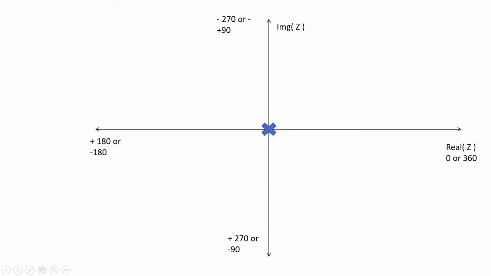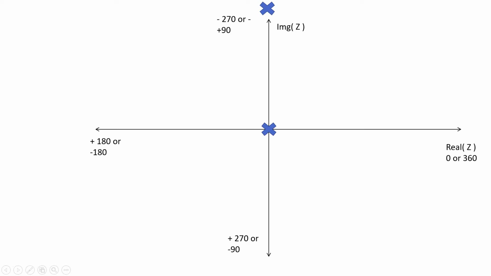So this is the point at which we are having omega equal to 0, and this would be the point at which we have the infinite magnitude, the distance from the origin infinite, and we have the angle plus 90 degrees at omega equal to infinite.